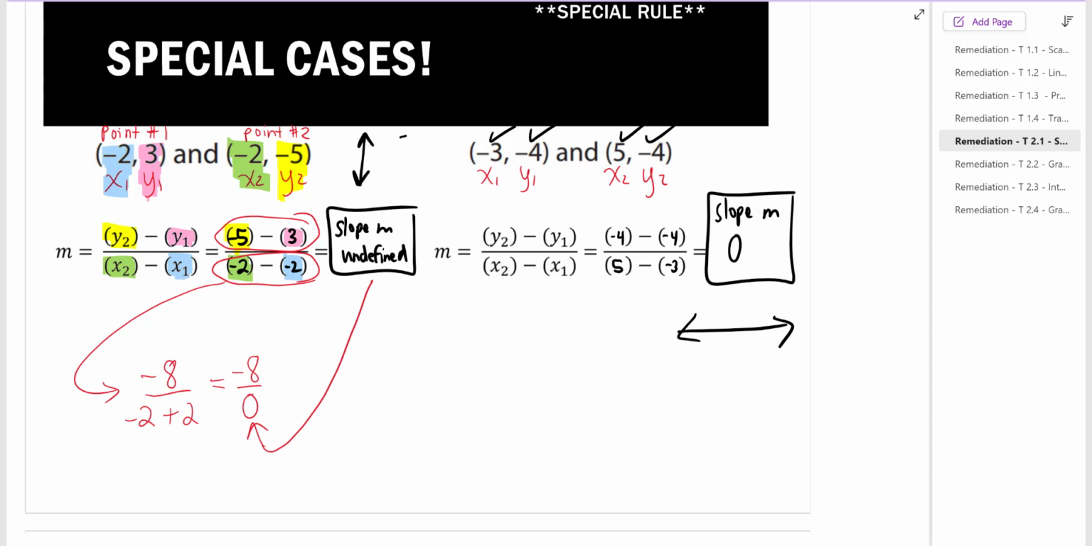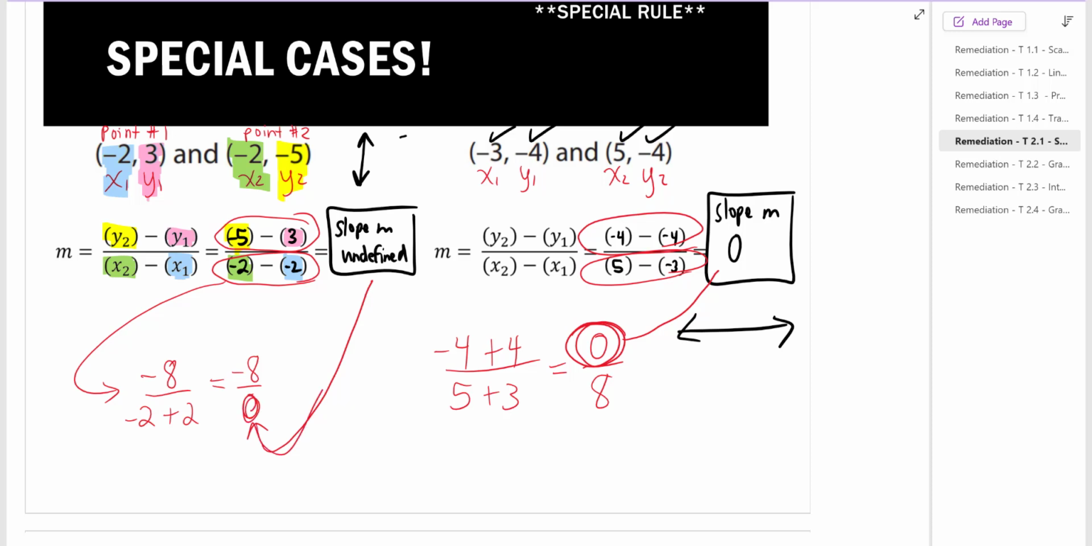Si tiene 0 abajo en una fracción, significa es undefined. On the opposite side, this one, I have negative 4, minus minus is plus, menos menos is más, plus 4. On the bottom, again, minus minus, menos menos is más, so plus 3. So on this one, I have 0 over 8. If 0 is on the top, that means slope is 0. So si tiene 0 arriba, significa la respuesta es 0. Si tiene 0 abajo, significa es undefined.